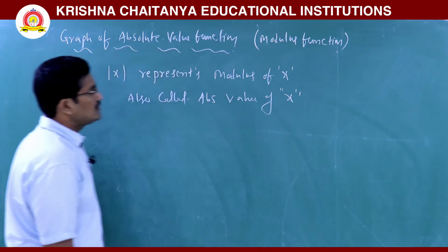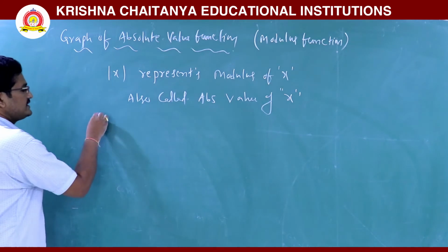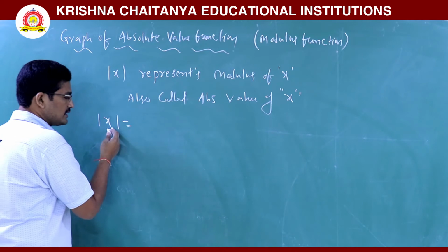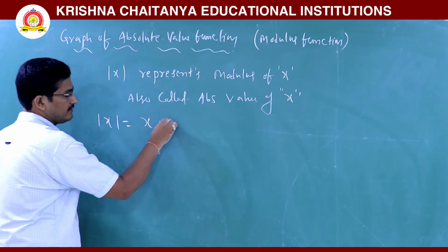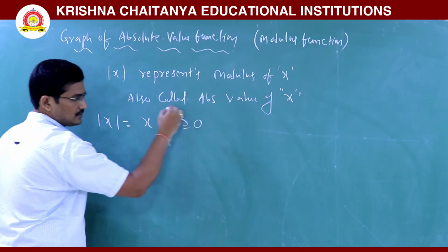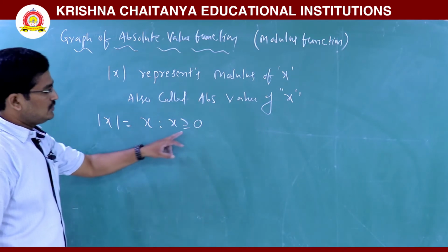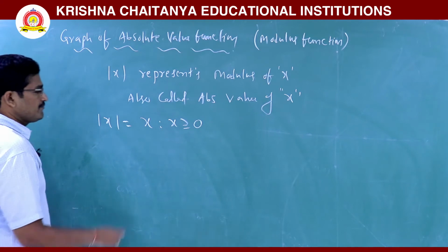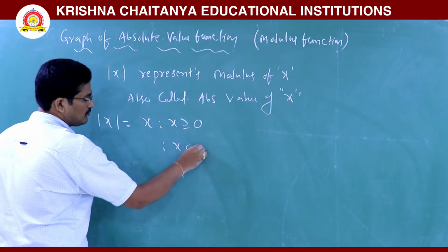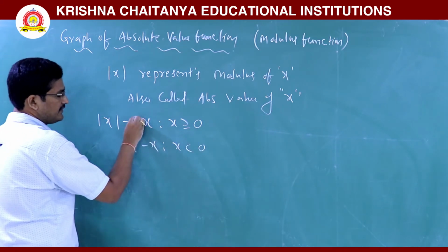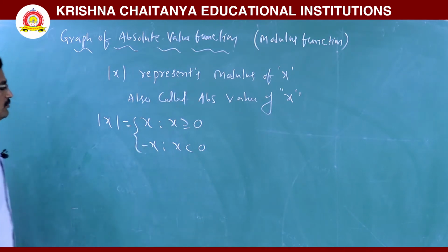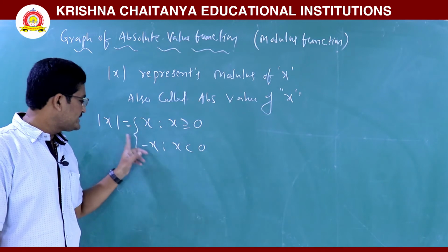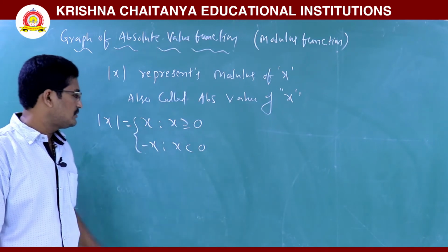What is the definition of modulus of x? Modulus of x is equal to x, where x is greater than or equal to 0. If x is 0 or greater than 0, then mod x is x. If x is less than 0, mod x is minus x. This is the definition of modulus. So mod x equals x if x is greater than or equal to 0, and mod x equals minus x if x is less than 0.